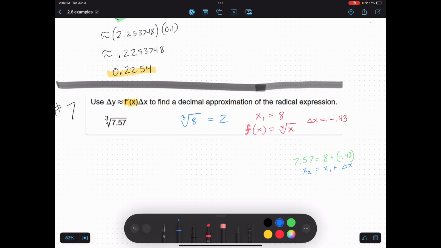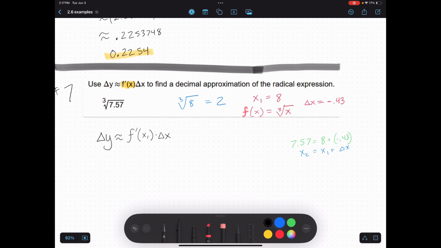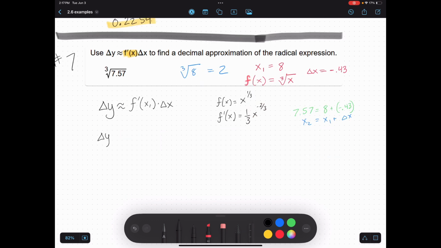So I now have my starting x value, I now have my function, and I now have my delta x. And so I am now ready to approximate the change in y using this formula. Well, in order to use the formula, once again, I need the derivative of my function. So if f of x is equal to the cube root of x, that's the same thing as x to the 1/3. And therefore the derivative is equal to 1/3 x to the negative 2/3. So I get delta y is approximately 1/3 x to the negative 2/3 times delta x.